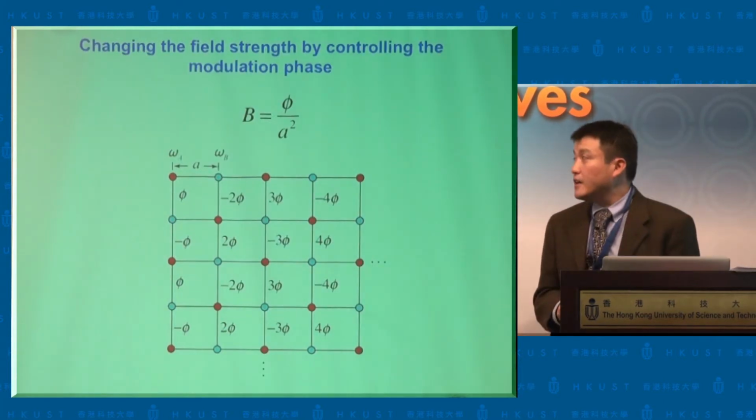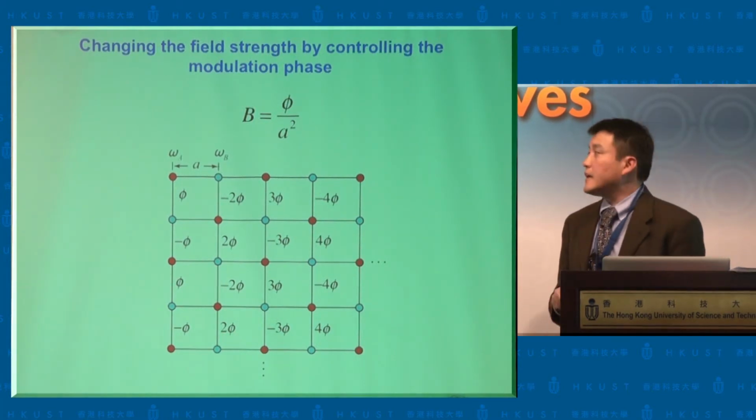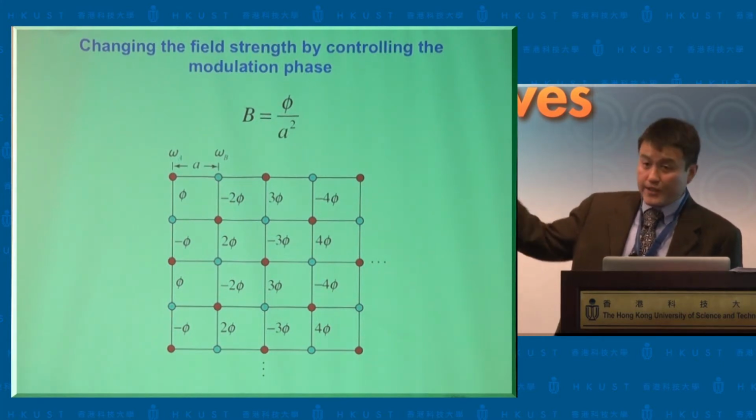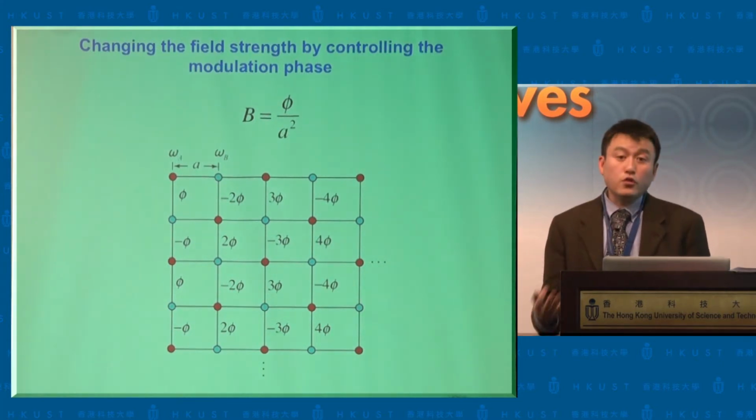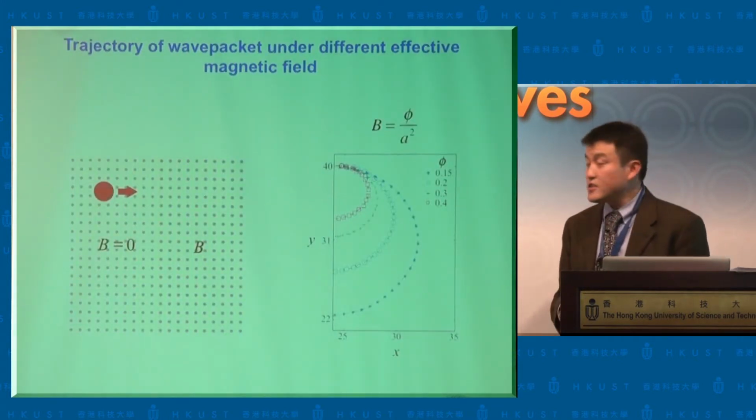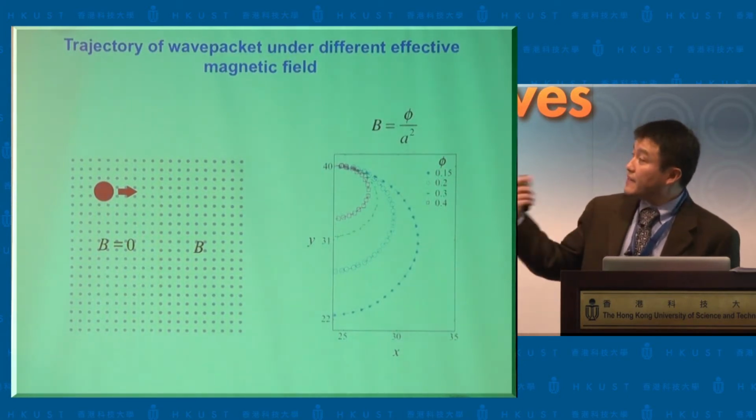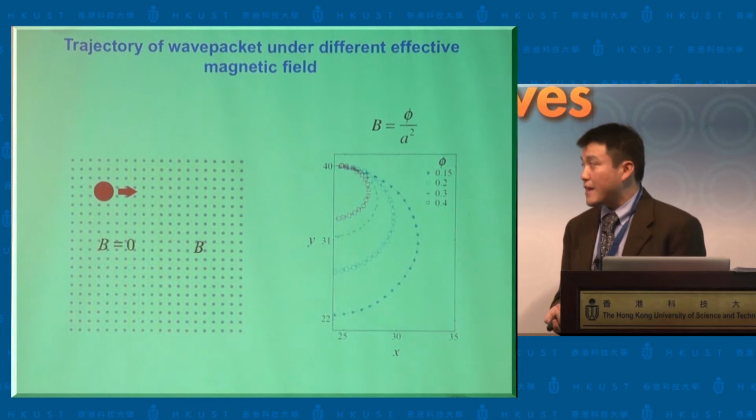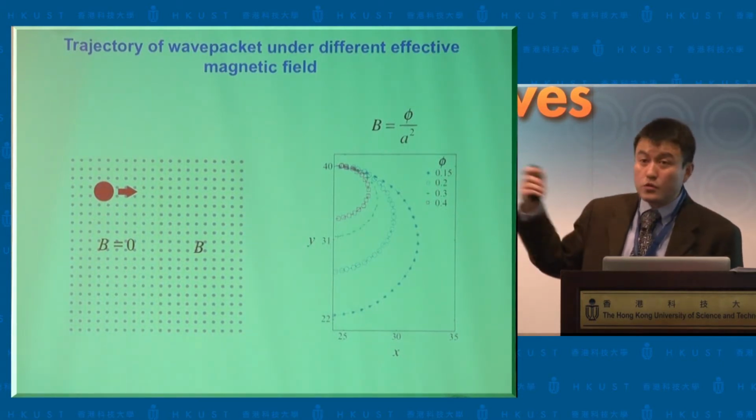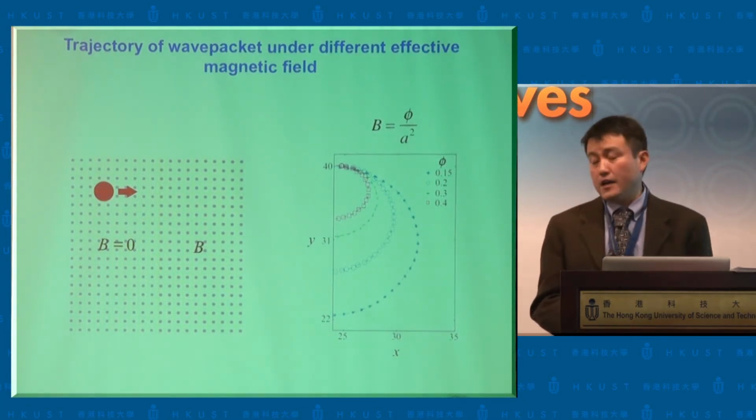And one thing here, of course, is that now you have an effective magnetic field that is completely controlled by dynamics. You can specify the phase, and that would tell you what the effective magnetic field is. In this case, by changing the phase, you can specify different magnetic field strengths. So for the same input velocity, it will go through circles with different radii, just as you would expect out of an effective magnetic field.